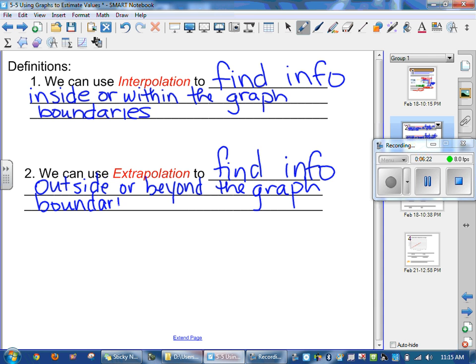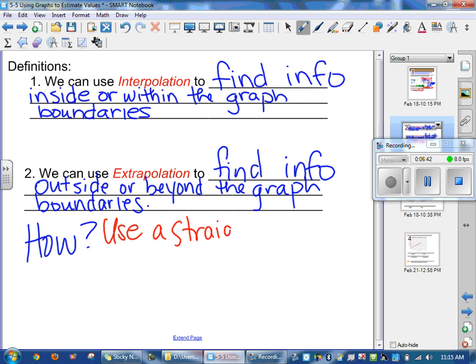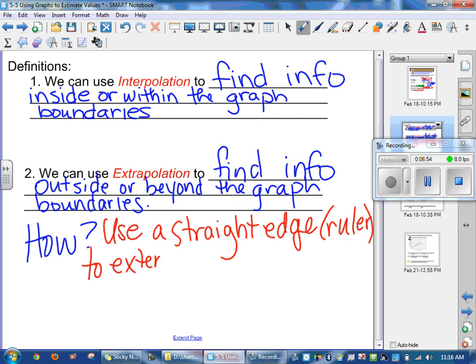Well, how do we do it then? How do we actually do it? We need to extend our graph, so we need to use a straight edge. And almost everything has a straight edge. Your phone does, your calculators do. You have a little ruler, it works perfect. If you want, you can call it a ruler. Use a straight edge to extend the graph.